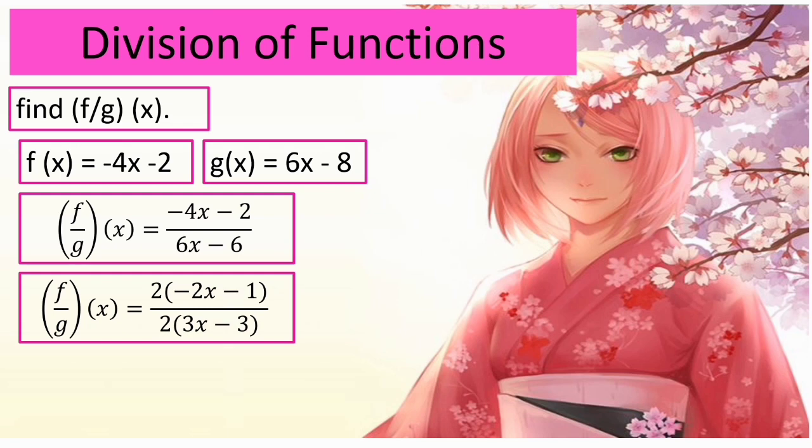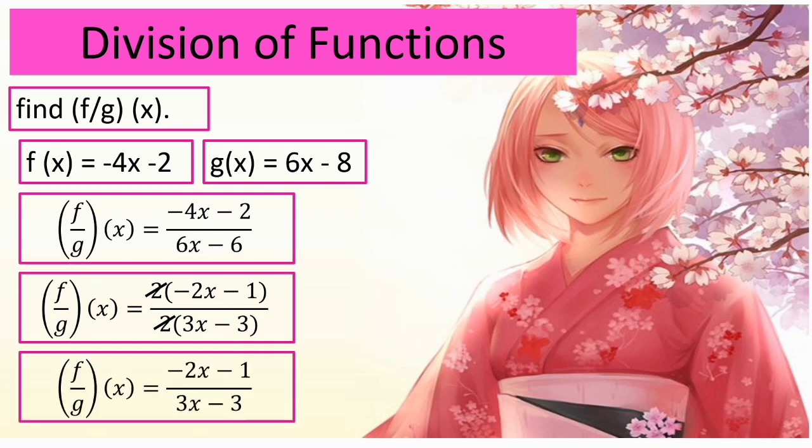Kung makikita nyo class, parehas din po yan. Ni-factor out ko lang, nilabas ko lang yung common ng numerator at denominator para may cancel natin. So, makakancel yung 2 dun sa numerator at makakancel din yung 2 dun sa denominator. So, magiging sagot natin ay negative 2x minus 1 all over 3x minus 3. So, yun po yung sagot natin.